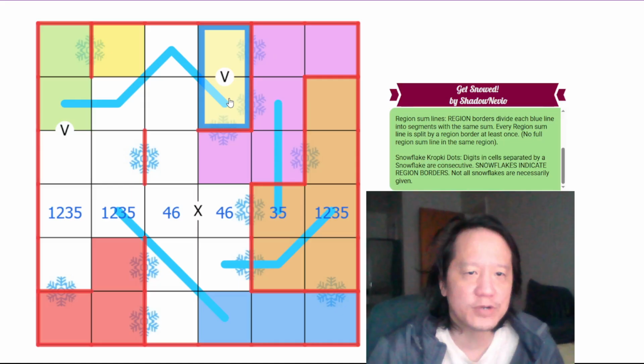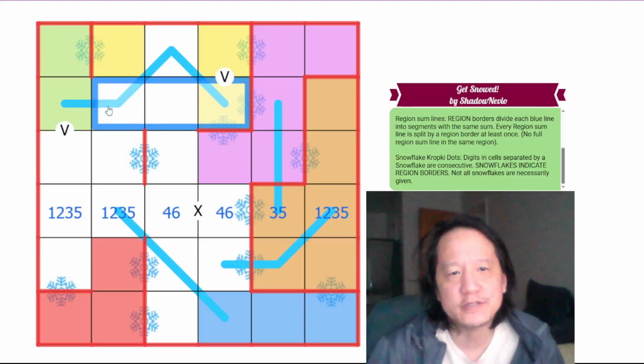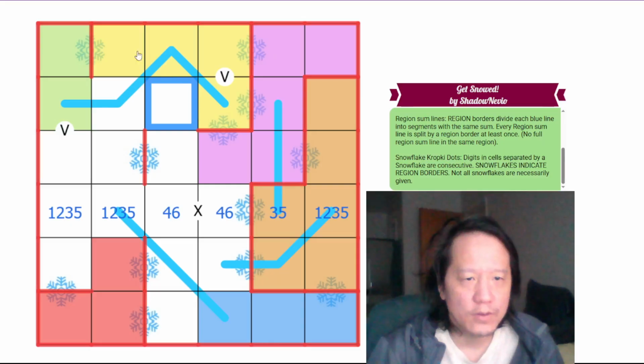Since these two are yellow, if we try to not have this as yellow, the problem is that it would not be part of our region because the yellow needs to connect, right? So this has to be yellow also. Okay.